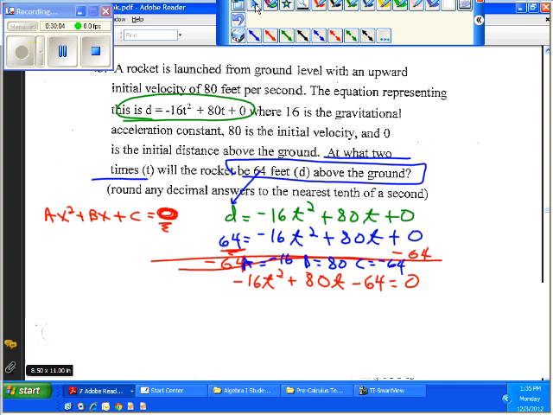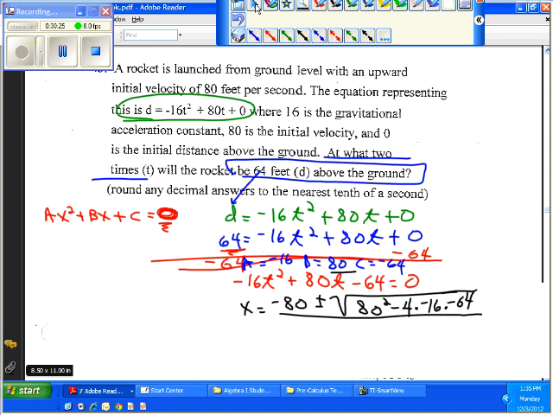Now, once we know the a, b, and c, we can plug it in the quadratic formula. x is equal to the opposite of b, negative 80, plus or minus the square root of my b value squared minus 4 times my a value of negative 16 times my c value of negative 64, all over 2 times my a value of negative 16. And then we would solve.